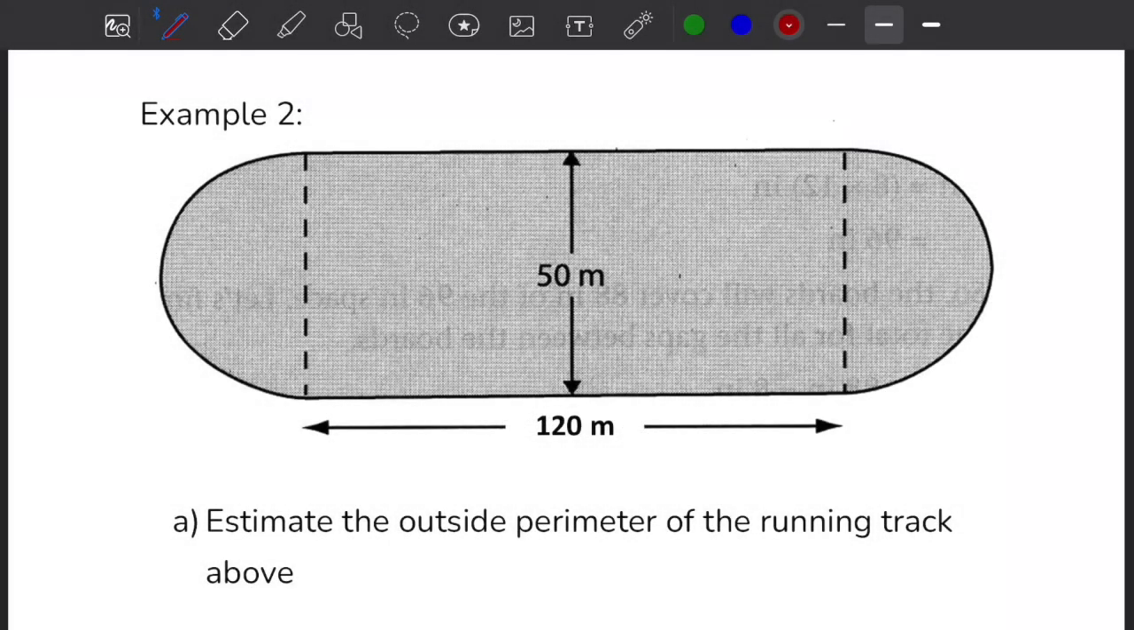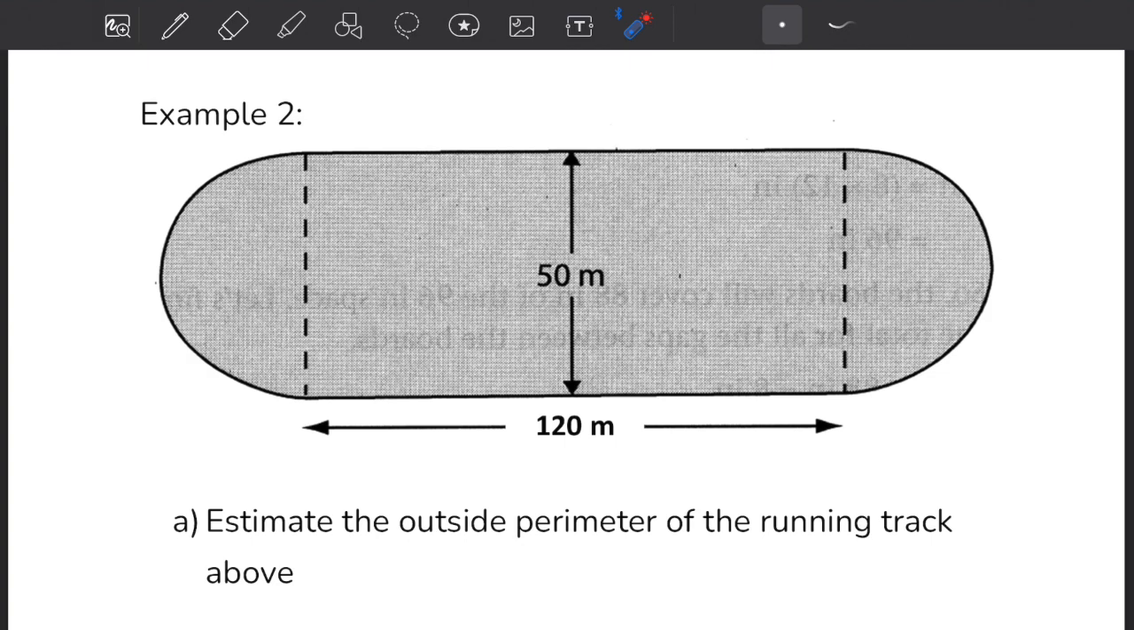Now on to our second example. In this part of the module, we have a running track and we are asked to first estimate and then calculate the perimeter outside this running track. So this distance here around the track.